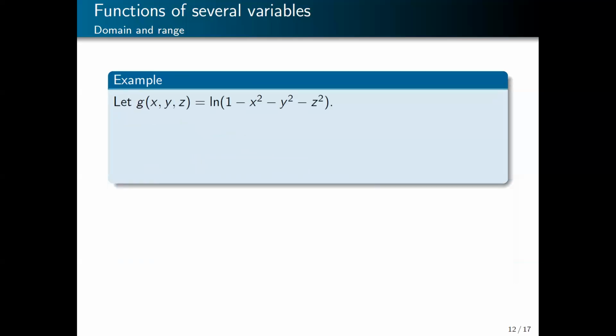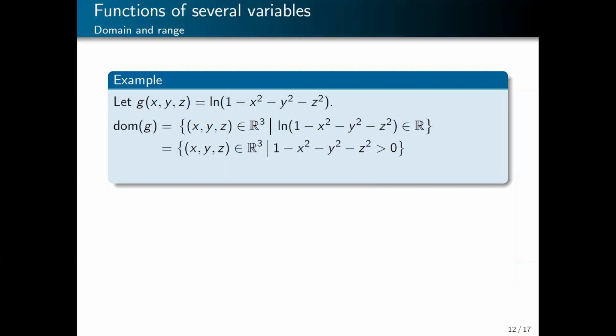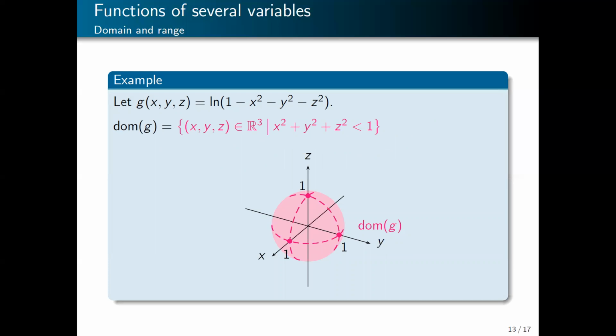Now consider the function g with g of x, y, z given by the natural logarithm of 1 minus x squared minus y squared minus z squared. Again, the domain of g is not specified. So under our convention, the domain of g consists of all points (x, y, z) for which the natural logarithm of 1 minus x squared minus y squared minus z squared is a real number. This is precisely the set of all points (x, y, z) for which 1 minus x squared minus y squared minus z squared is greater than 0, which in turn is the set of all points (x, y, z) satisfying the inequality x squared plus y squared plus z squared is less than 1. The graph of this set in R^3 consists of all points enclosed by the unit sphere, excluding all points on the unit sphere itself.